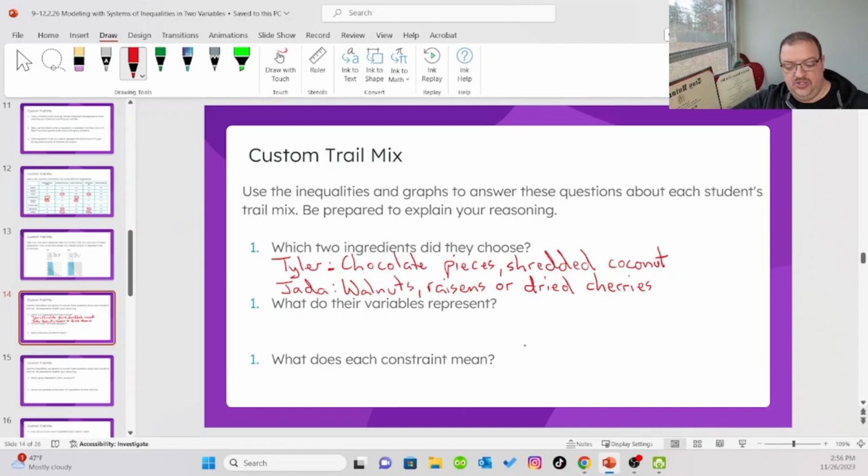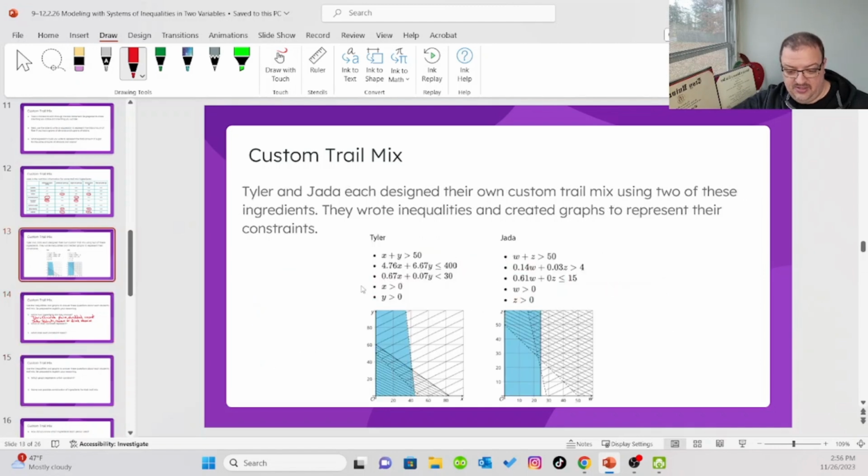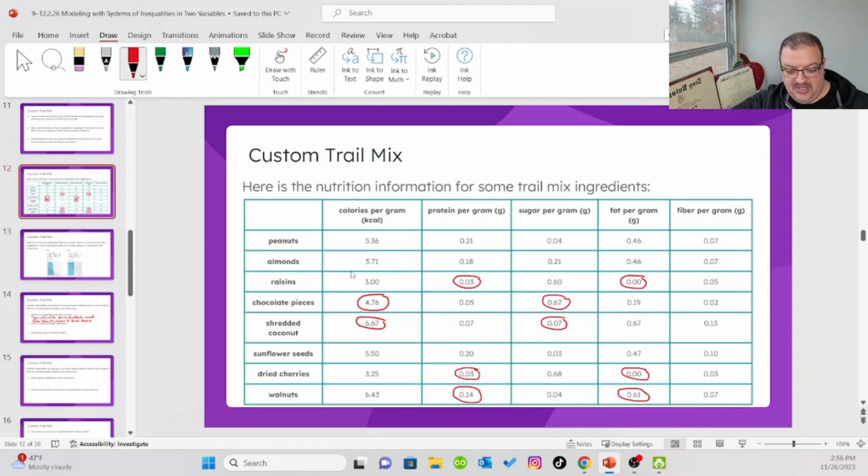Now, what do their variables represent? So for Tyler, this is going to represent the grams of chocolate pieces and grams of shredded coconut. And for Jada, it will represent the grams of walnuts and then the grams of either dried cherries or raisins.